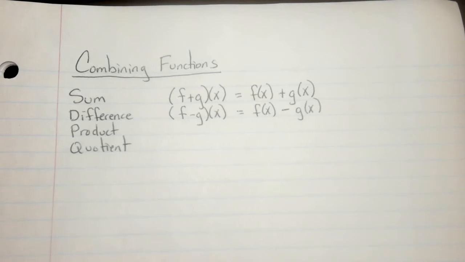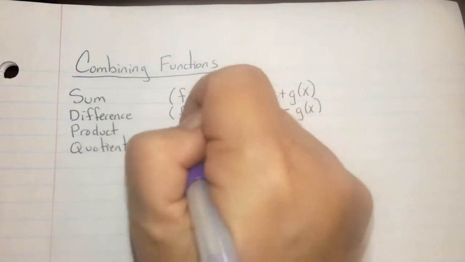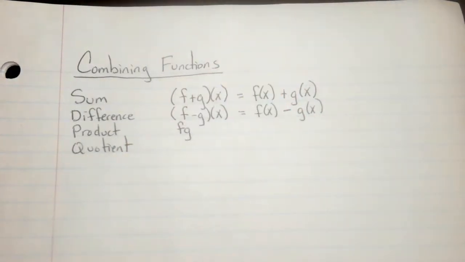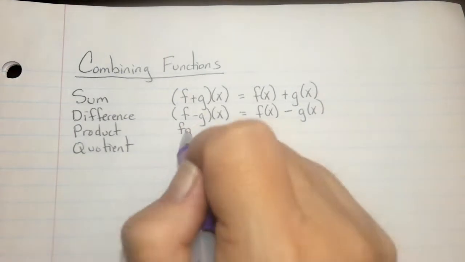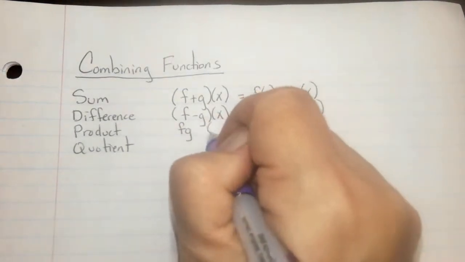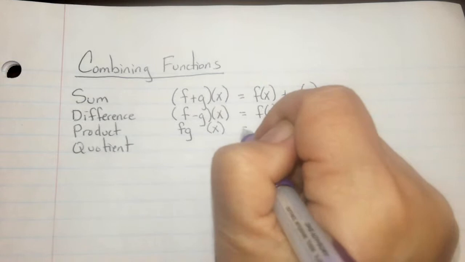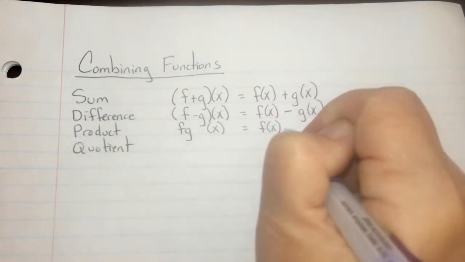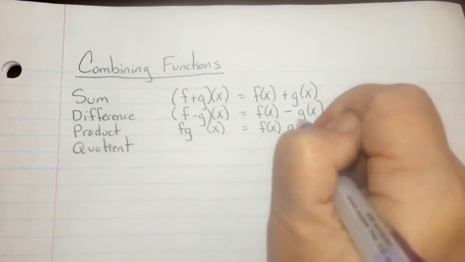And then we have the product, which is multiplication. So you will see an f and a g just written side by side like that. So that is function f being multiplied by function g. And to do that, you take function f of x, and then you multiply it by function g of x.